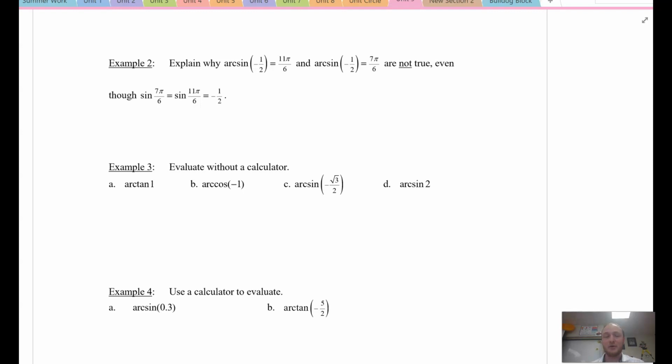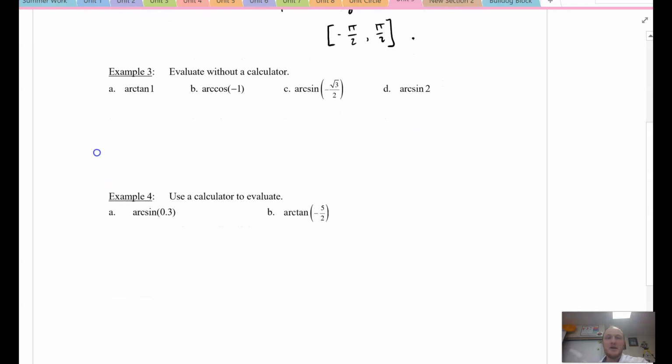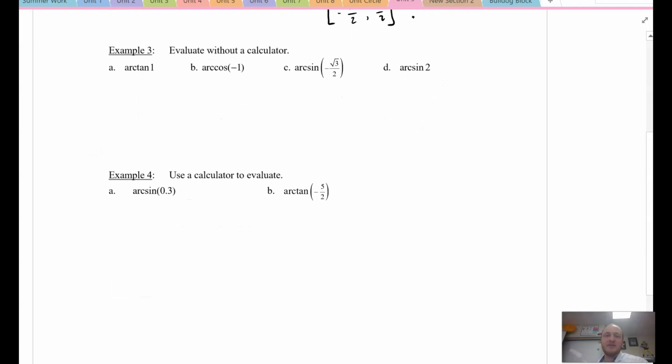Well, again, the reason is because the range of arc sine, also known as sine inverse, is negative pi halves to pi halves. Very simple. All right, example 3, evaluate these answers without a calculator.